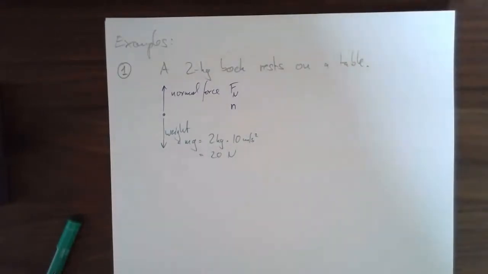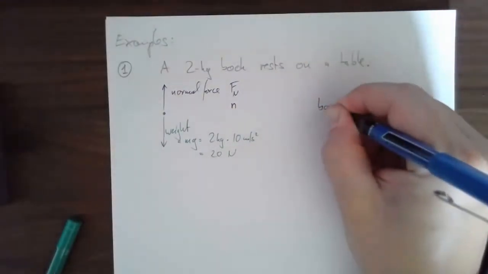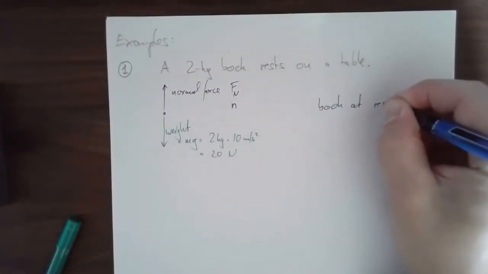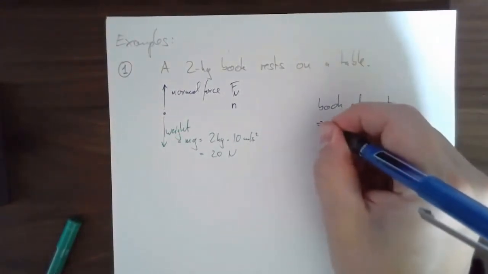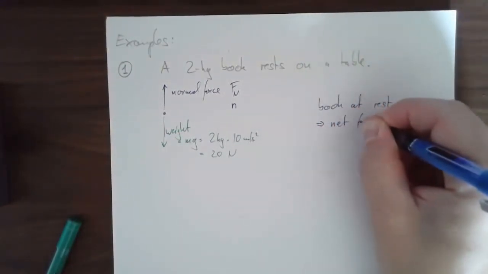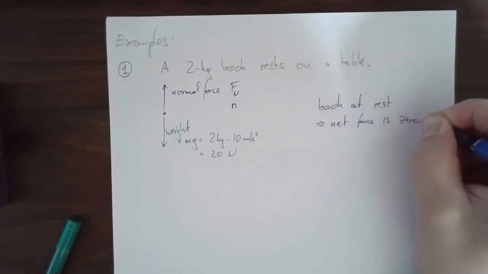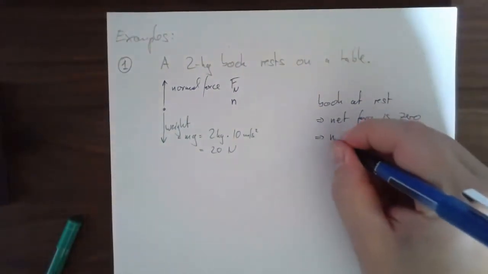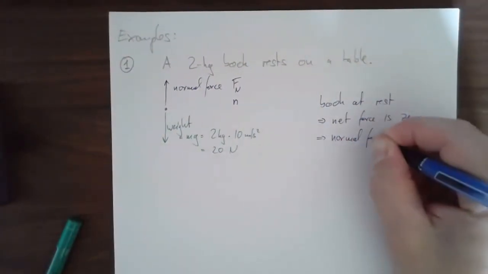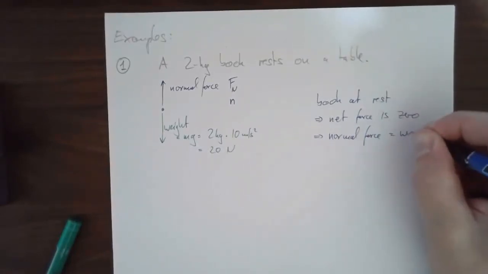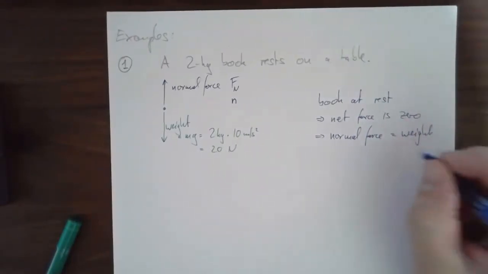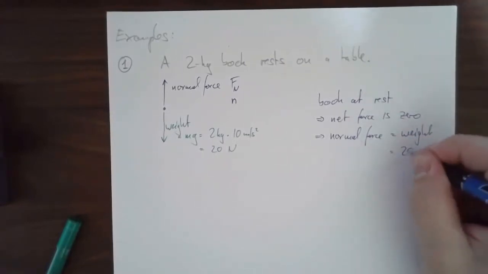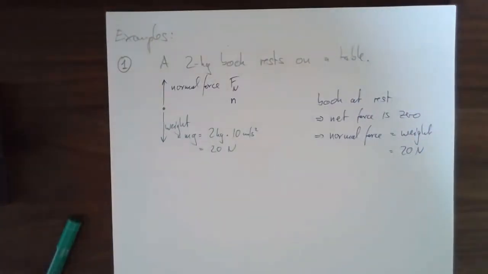So what is this normal force? Well, because the book is at rest, that implies the net force is 0. That must imply the two forces must be equal in strength. Normal force is equal to the weight in strength, in magnitude, is equal to 20 newtons. That's very, very straightforward. Okay, that's another example.